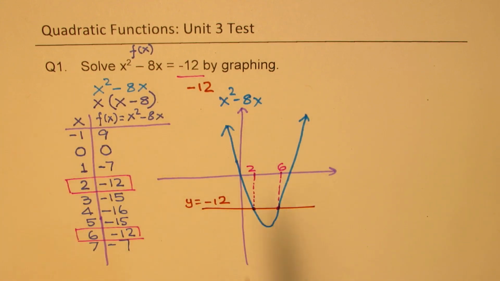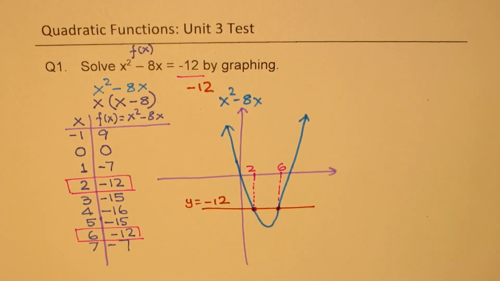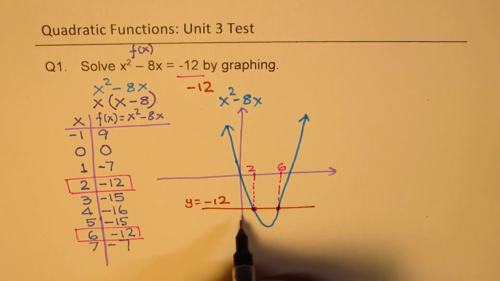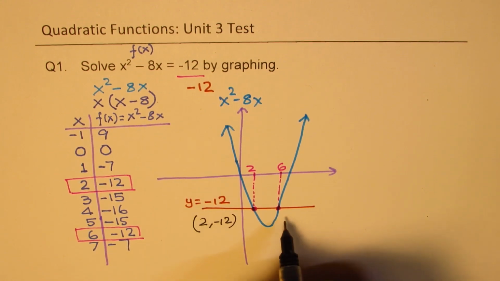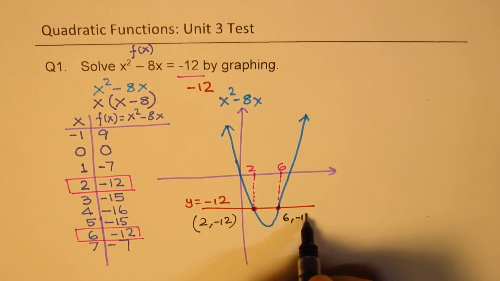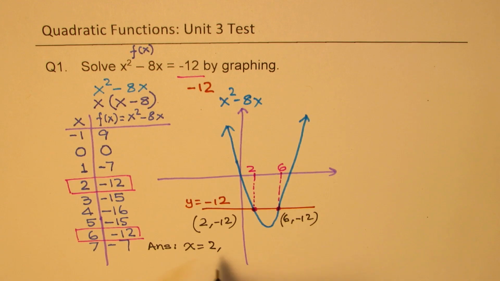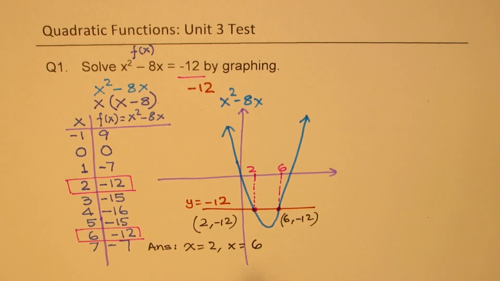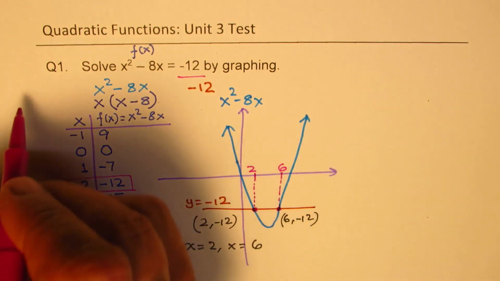So, solve by graphing, we can show these 2 points as our solution, and the solution is 2, minus 12, and 6, minus 12, right? So we can write down our answer: x equals 2 and x equals 6 as our solution, correct? Now I will treat this as our method 1, right? This will be our method 1 to solve.